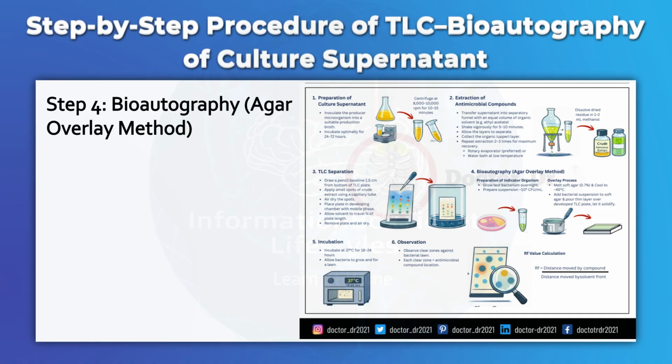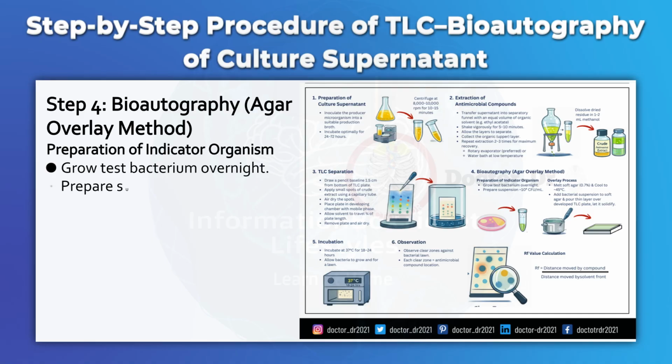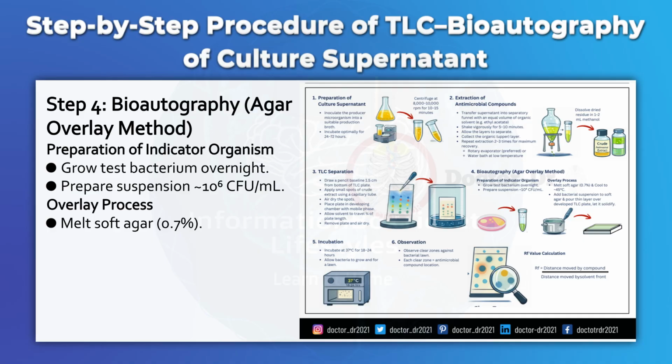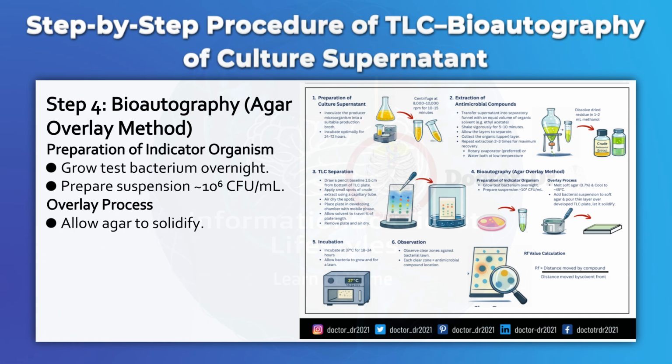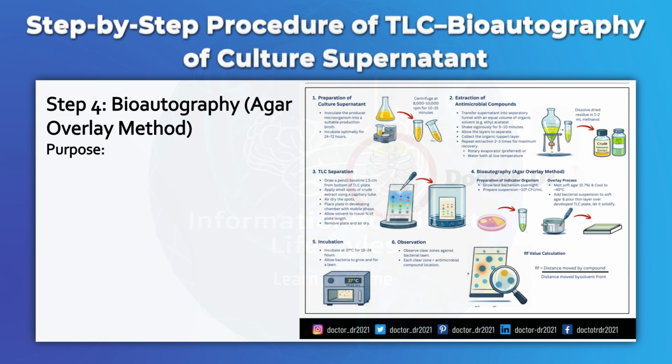Step 4. Bioautography, agar overlay method. Preparation of indicator organism. Grow test bacterium overnight. Prepare suspension approximately 10 to the power of 6 CFU per milliliter. Overlay process. Melt soft agar, 0.7%. Cool to approximately 45 degrees Celsius. Prevents killing bacteria. Add bacterial suspension to soft agar. Pour thin layer over developed TLC plate. Allow agar to solidify. Purpose: active compounds will diffuse from TLC spots into agar.